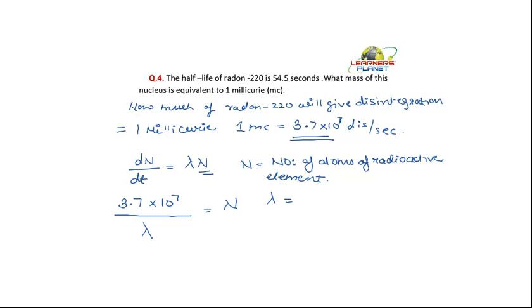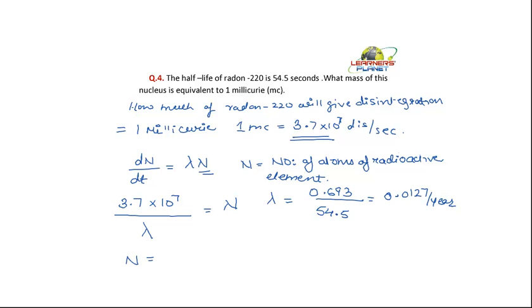Now what is lambda, students? Lambda is equal to 0.693 divided by the half-life. So what is the half-life given over there? It is 54.5, so it would be 0.693 divided by 54.5. That is 0.0127 per second.